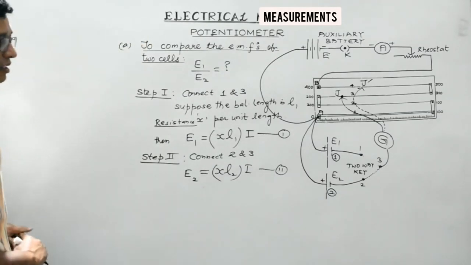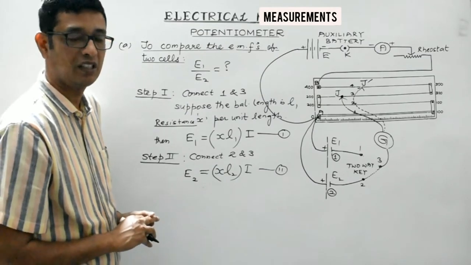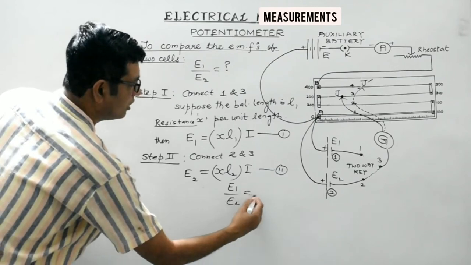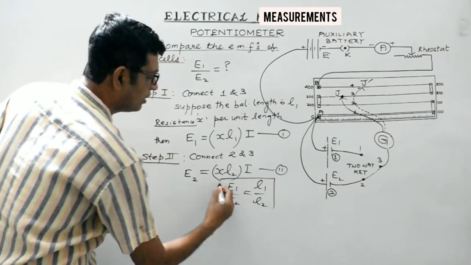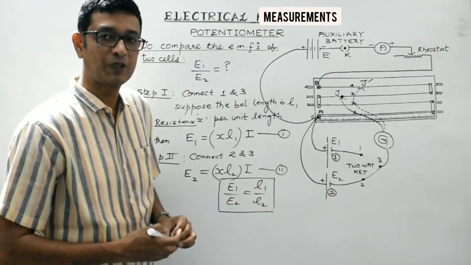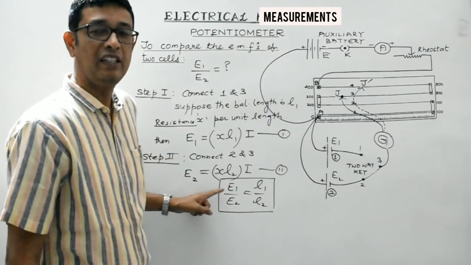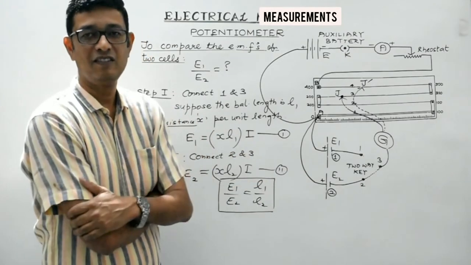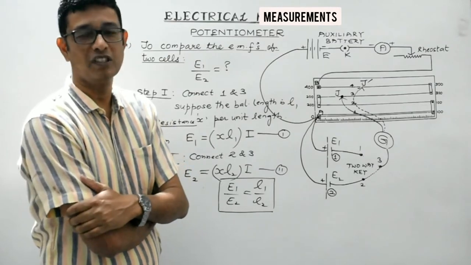So now, experimentally we are aware of L1 and L2. Experimentally, their values can be easily found. Now dividing these two, what do you get? E1 by E2 would be equal to L1 by L2. So it's very, very simple. Knowing the values of L1 and L2, which can be experimentally determined as we have discussed, the ratio of the EMFs of the two given cells can be easily obtained. Clear, students? So this is the first utility of the potentiometer.